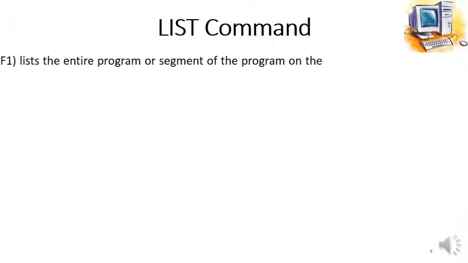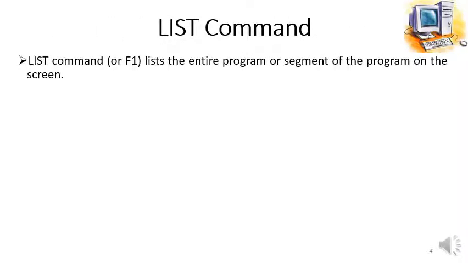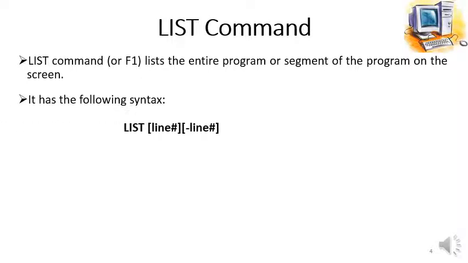List command. List command or F1. F1 performs the list command. It lists the entire program or a segment of the program on the screen. It has the following syntax. List, the keyword list, and then line number to line number. If you want to display or list the program from a specific line to another specific line, this will be the syntax for the list command.